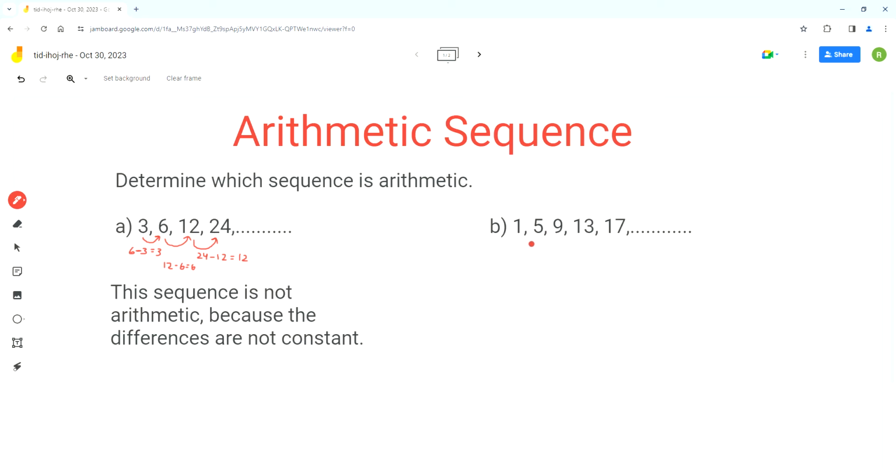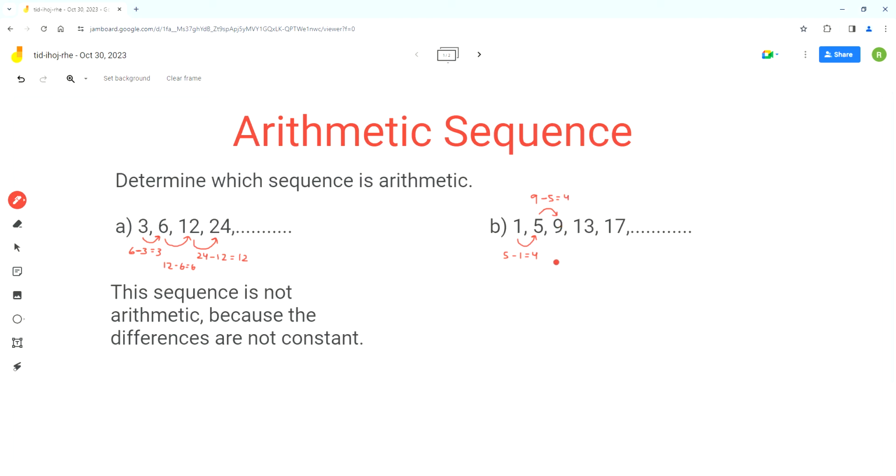Now we can analyze the second given sequence. We'll do the same calculation. The first term in this sequence is 1, the second term in this sequence is 5. In order to calculate the difference, we'll do 5 minus 1, which is equal to 4. Now we'll calculate the difference between the second and the third term. So we'll do the third term minus the second term, which is equal to 4.